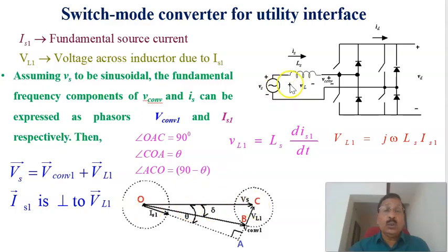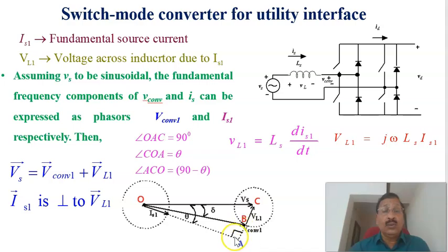The current through the inductor will always be perpendicular to the drop across the inductor. Therefore, IS1 will be perpendicular to VL1. Here VL1 is extended, and perpendicular to that is the fundamental current flowing from the AC source, the vector IS1. This angle is defined as angle OAC, and that is why this is equal to 90 degrees.